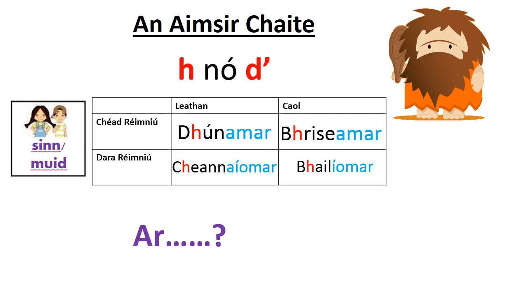If I want to answer that positively, I just give the verb right back to them. Remember, there's no yes and no in Irish. So I'll say, dhún mé, I did close. But if I didn't, I'm going to say níor. Again, this is a difference in the aimsir caite. In the other tenses we say ní, but in the aimsir caite it's níor. Níor dhún mé, I didn't close.